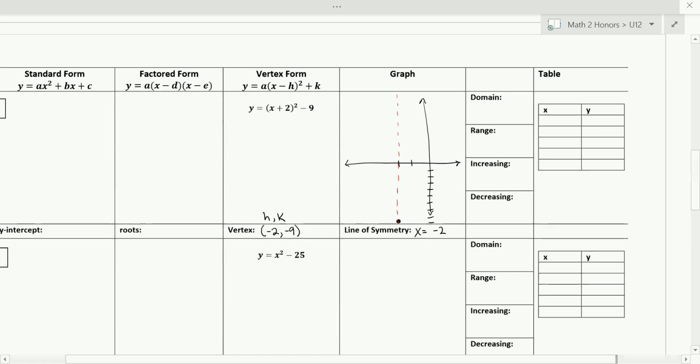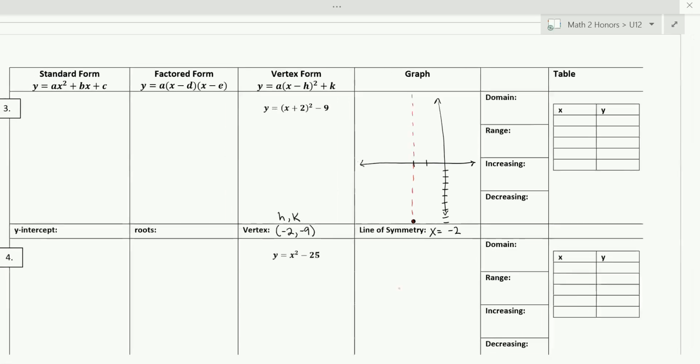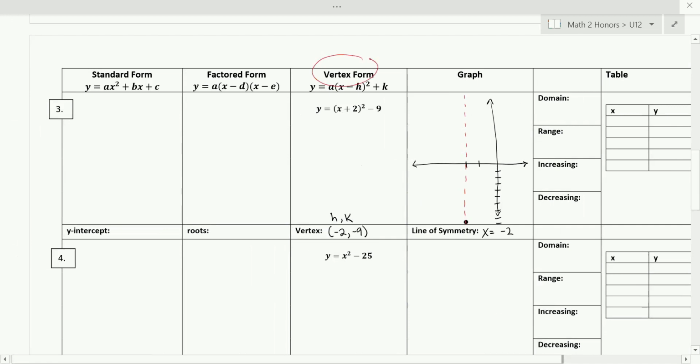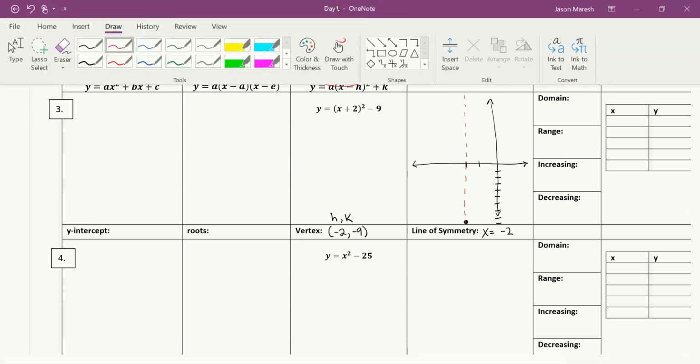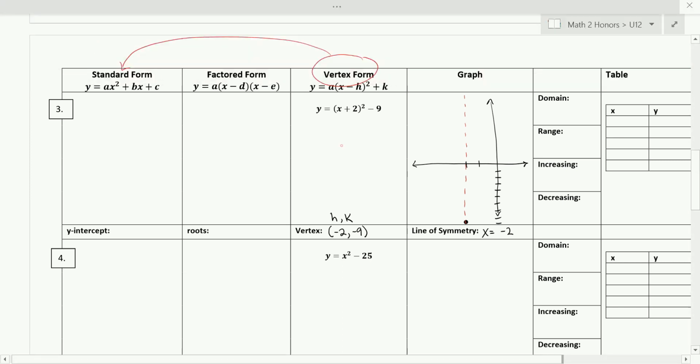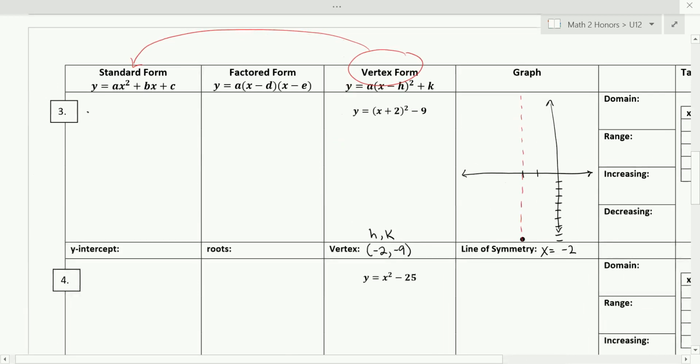So we need to get it into other forms. And if you have vertex form, the easiest form to go to after vertex form is standard form. It's harder to go from vertex form to factored form. So you're going to want to go from vertex to standard. And the way you go to standard is you just multiply it all out and simplify it. So I'm going to start with vertex form here and start to multiply it out.